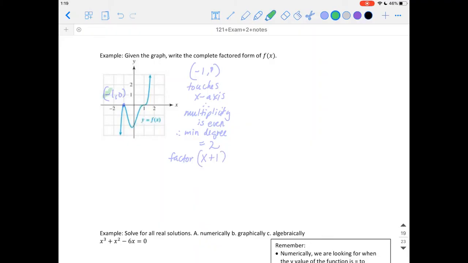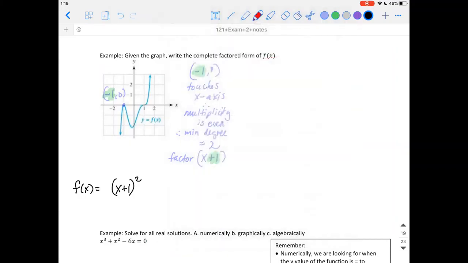And again, where did I get the plus 1? It's the opposite of this value right here. And the minimum degree is a 2. So here on this one, I'm going to start writing up my equation here. So I have f of x is equal to, I have an x plus 1, minimum degree of 2. Okay, the next one.